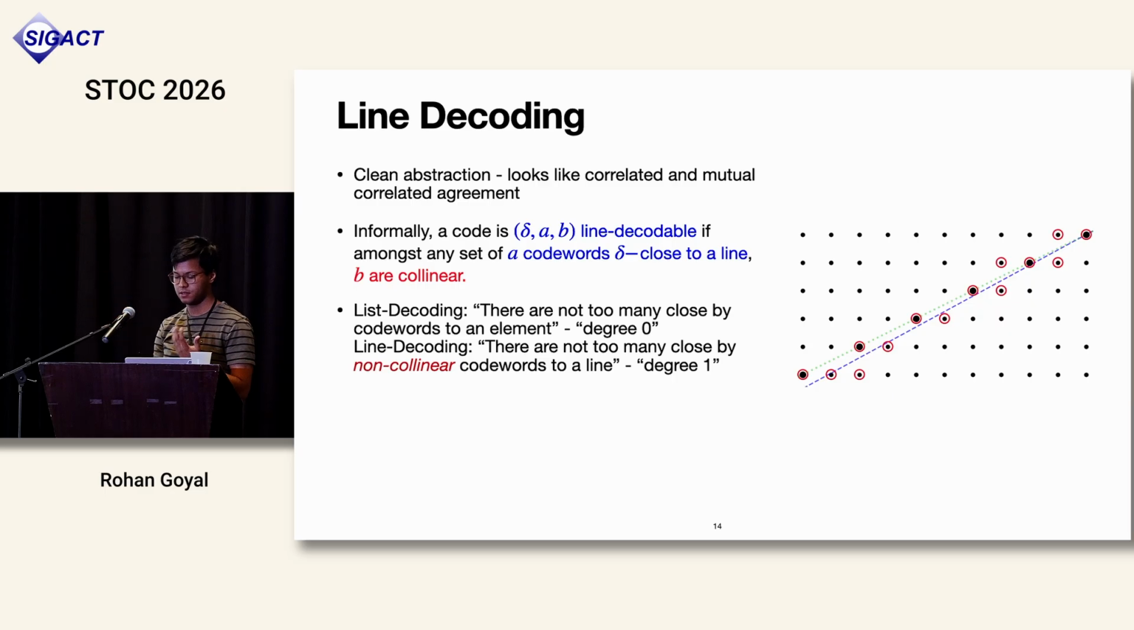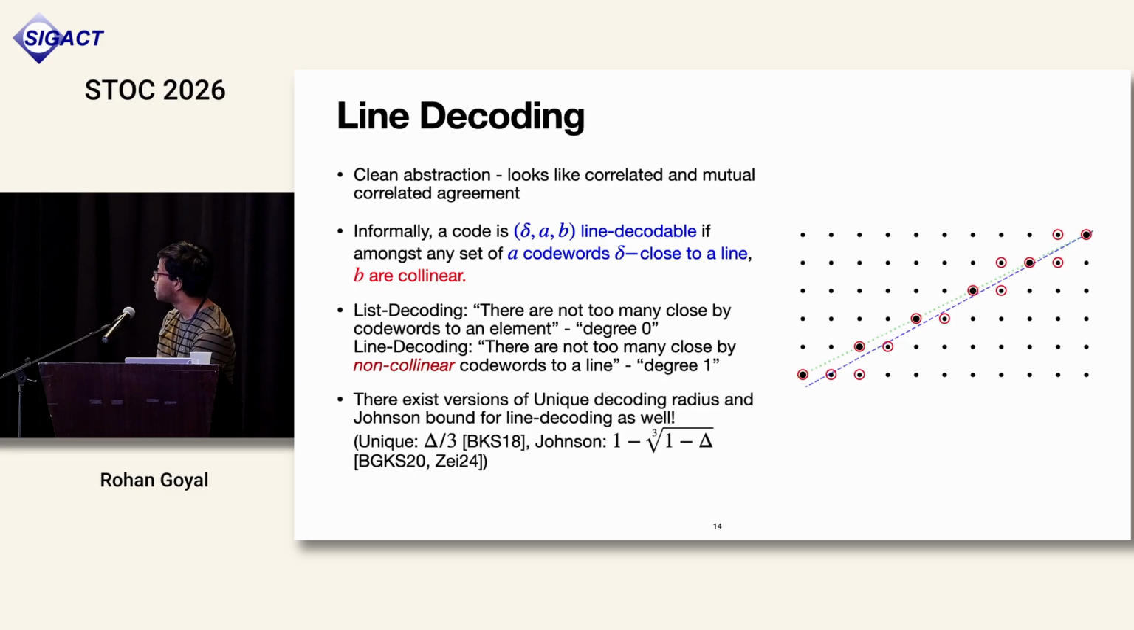Okay, so this is a different kind of explanation. List decoding is saying that there are not too many close by code words to an element. And now our line decoding definition is saying there are not too many close by non-collinear code words to an element, to a line. So it's some sort of degree 1 condition, and we handle higher degree conditions as well in our paper. You can prove this delta over 3 and 1 minus, like this 1.5 Johnson bound that was being mentioned earlier, in this abstraction as well. So this is the definition that actually makes a lot of things easier for us.